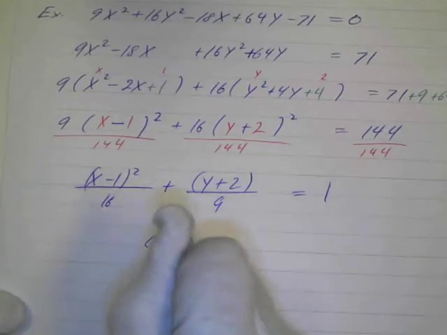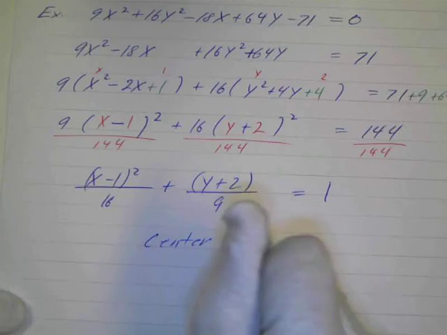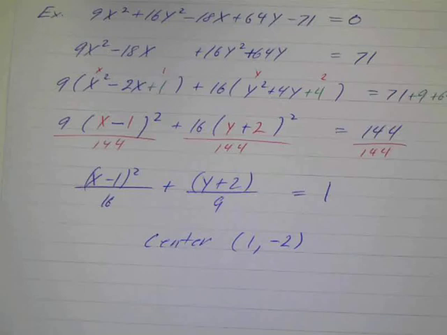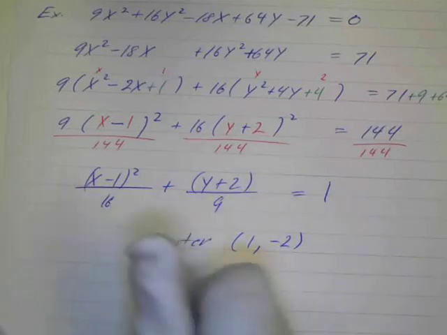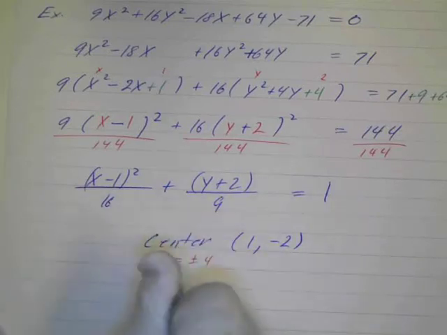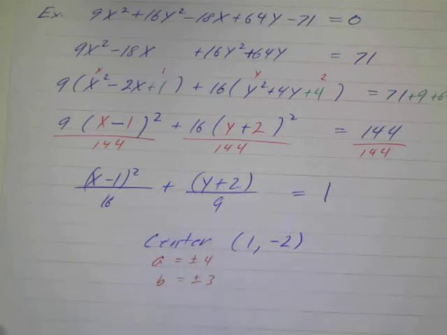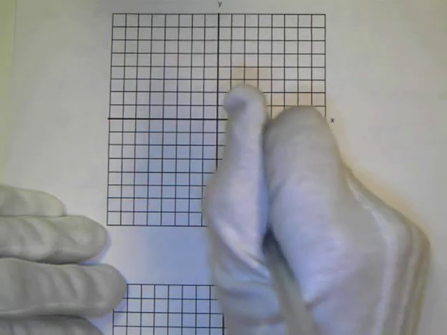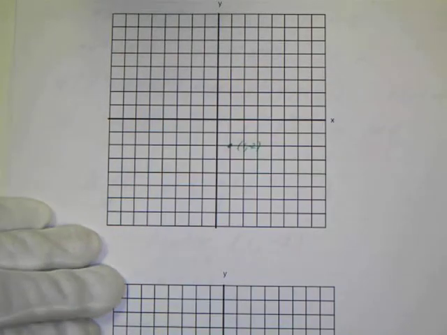So where's my center? My center is at 1, negative 2. All right. And my a is equal to plus or minus 4, and my b is equal to plus or minus 3. So that's what determines my horizontal and vertical axes. Okay, so if we want to graph this, we're all ready to go. So the center is at 1, negative 2. So go over 1 and down 2, there's my center.